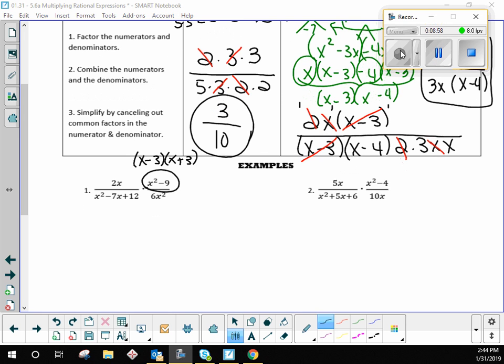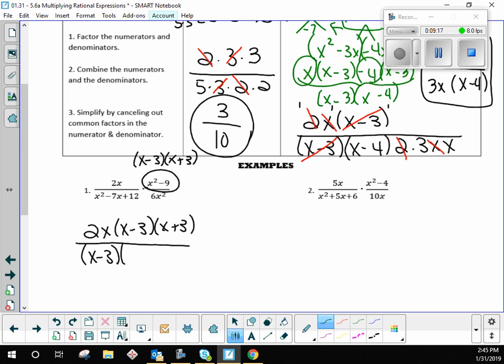Okay, so you should have set up one big bar. And from the top left, the 2x just stays 2x. And then the top right, remember we had x minus 3, x plus 3. The bottom we did from the example, so that's x minus 3, x minus 4. And then 6x squared is 2 times 3 times x times x.